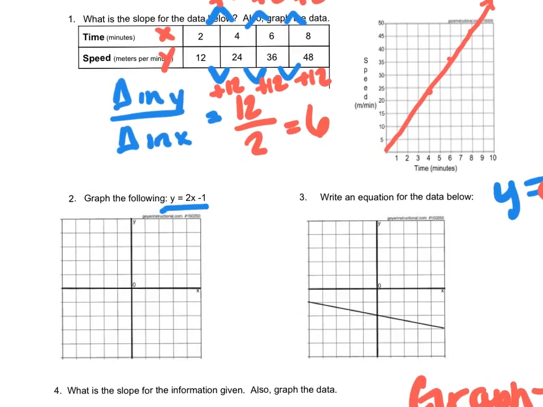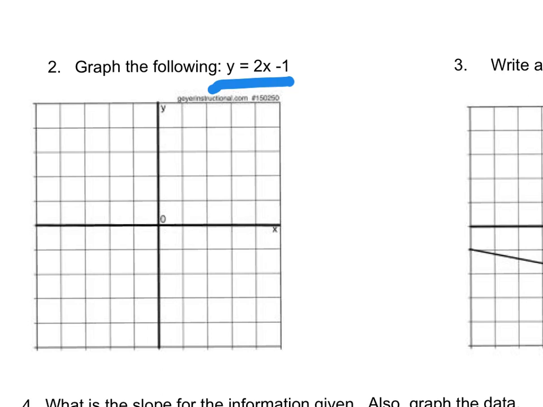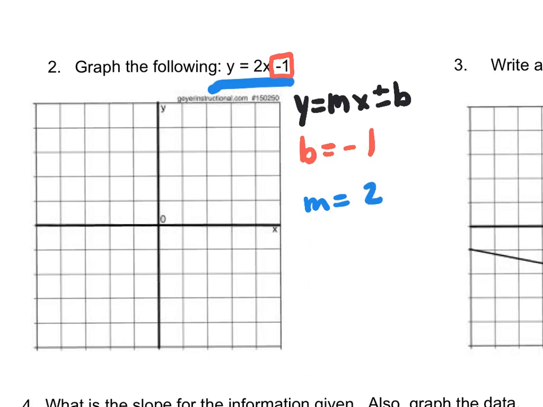Okay, number 2, graph the following. We must stick with this form, the y equals mx plus or minus b. Okay, so we need to stick with that form. So the first form, b is our y-intercept. So I'm going to find the y-intercept. It's right here. So my b is -1. My m is 2 because it's right here.